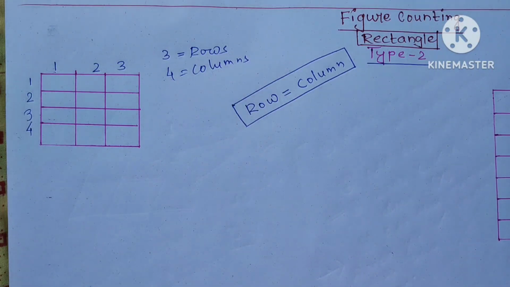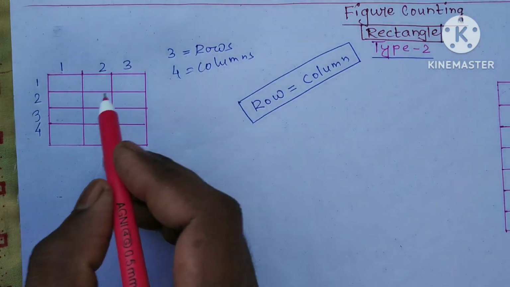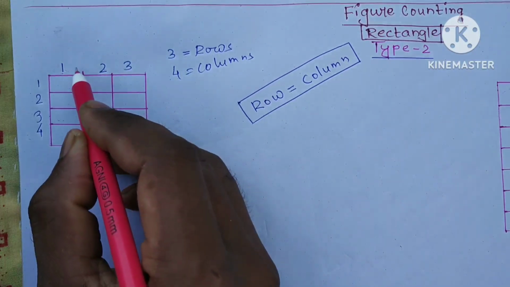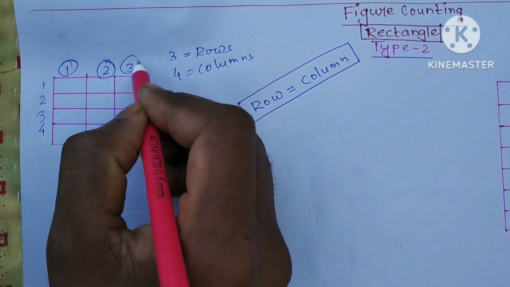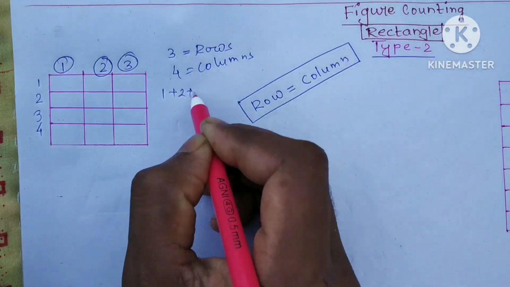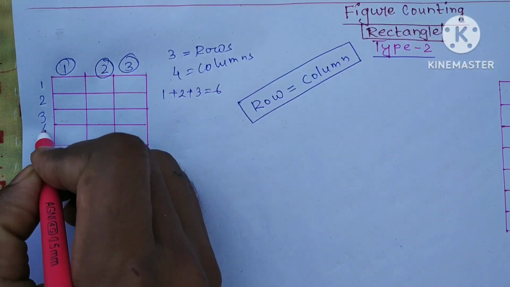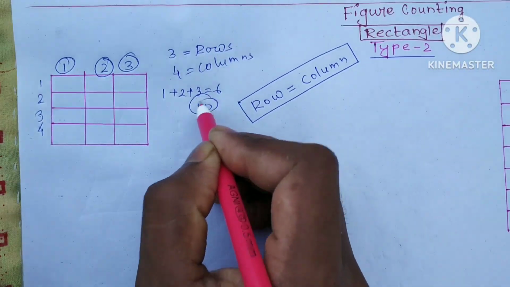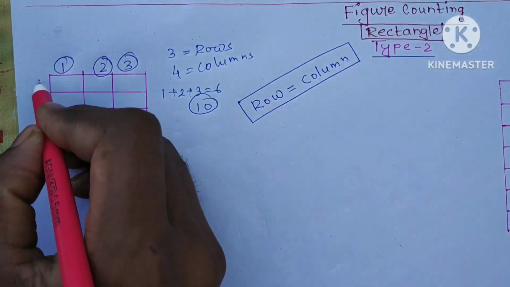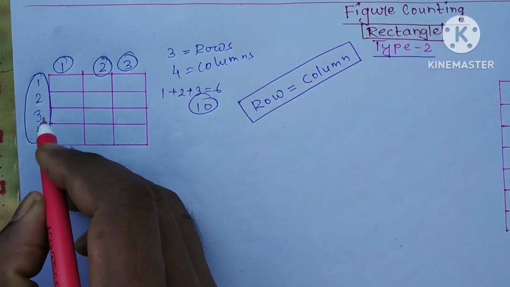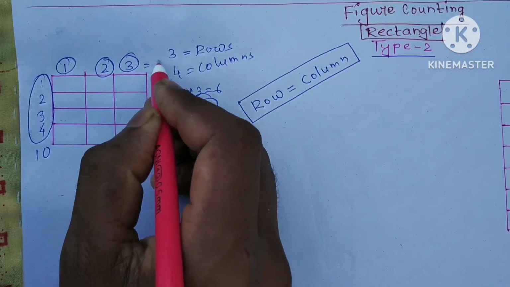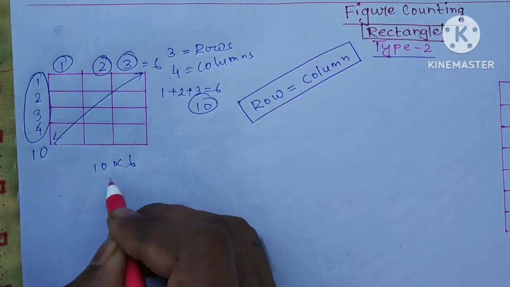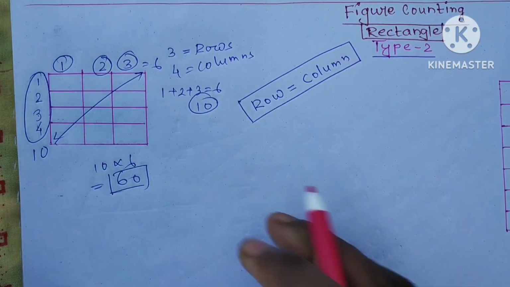So how do we calculate the number of rectangles in that figure? Nothing much, just add the numbers. 1 plus 2 plus 3 is 6, and 1 plus 2 plus 3 plus 4 is 10. So the sum of these numbers is 10, the sum of these numbers is 6. Just multiply those numbers. 10 into 6, 60. 60 is the correct answer.